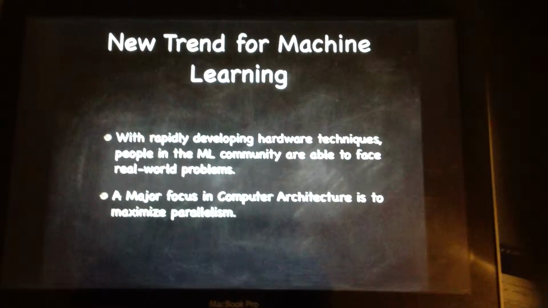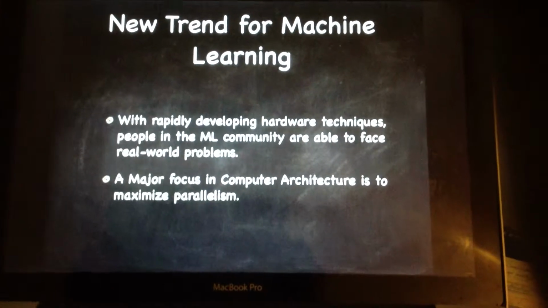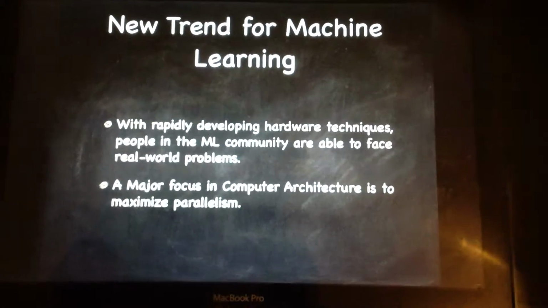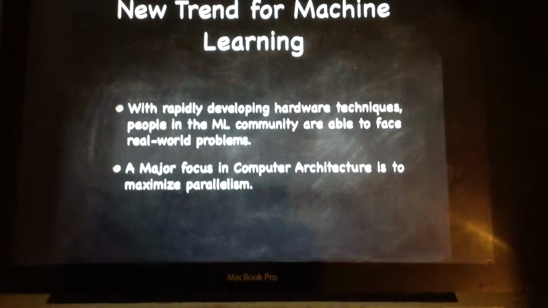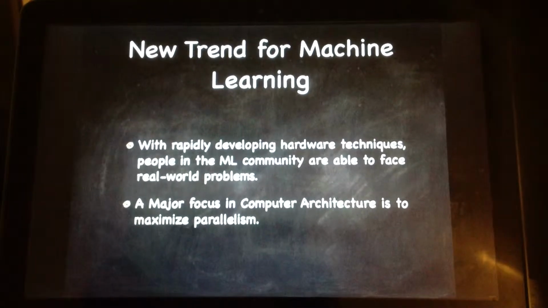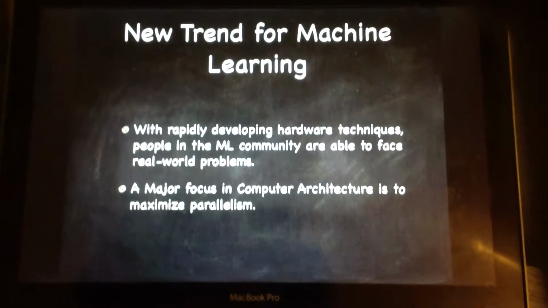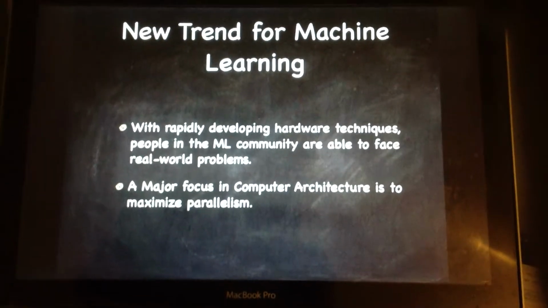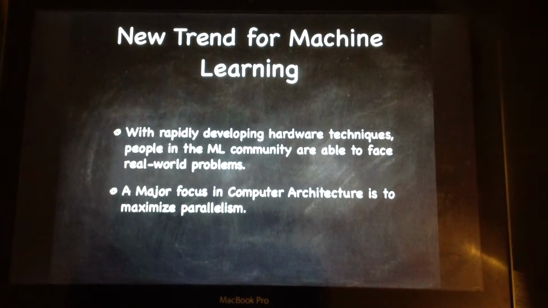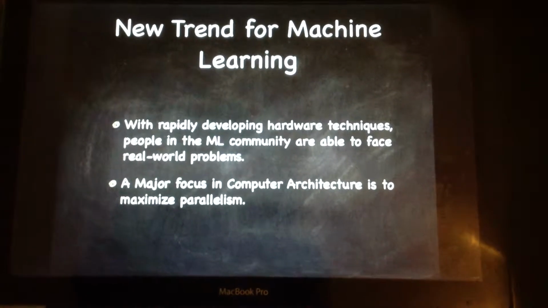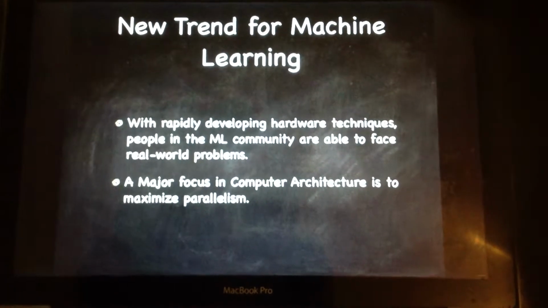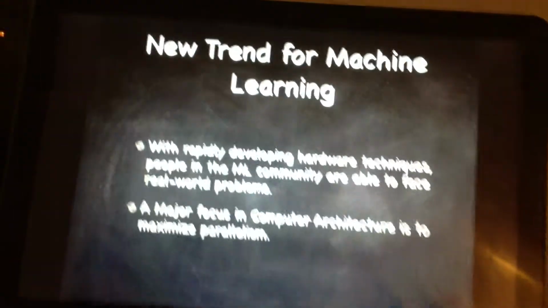There's a new trend for machine learning, because with rapidly developing hardware techniques, people in the machine learning community are able to face real-world problems. They want to scale those classical machine learning problems. And in the meantime, a major focus in computer architecture is to maximize parallelism.